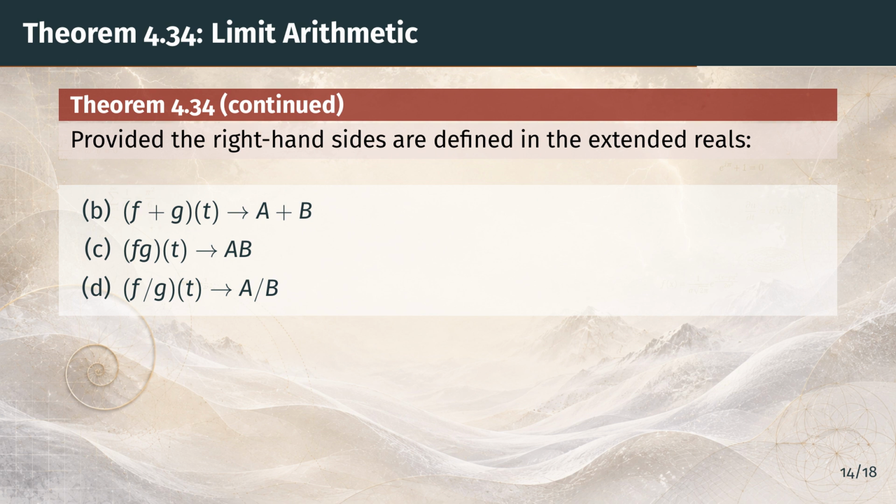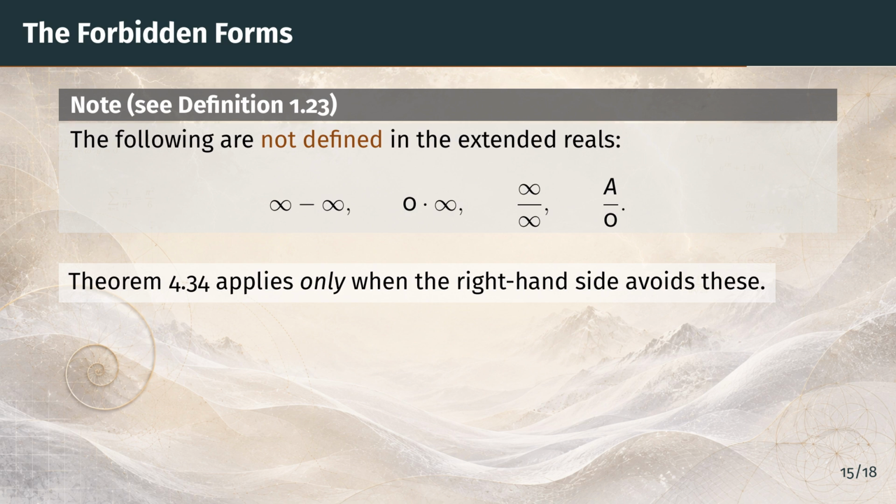But there is a catch built into every line. The words, "provided the right-hand sides are defined." Let's see what can go wrong. Here are the trouble spots. Infinity minus infinity, 0 times infinity, infinity divided by infinity, and any number divided by 0 are simply not assigned a value in the extended real number system. This goes back to definition 1.23, where we set up the extended arithmetic and deliberately left these combinations undefined.